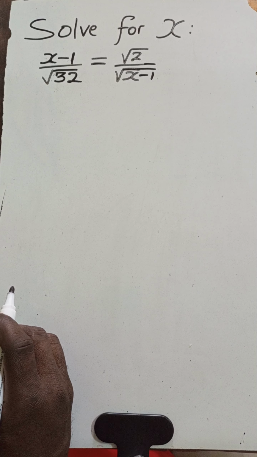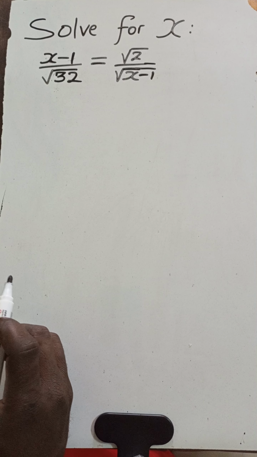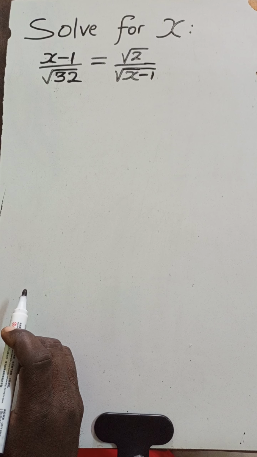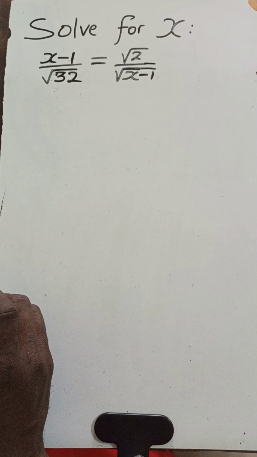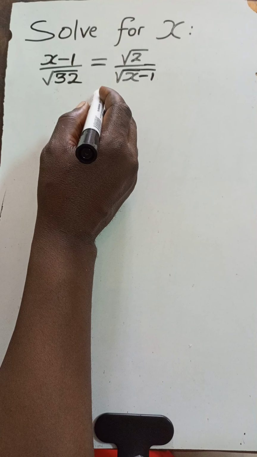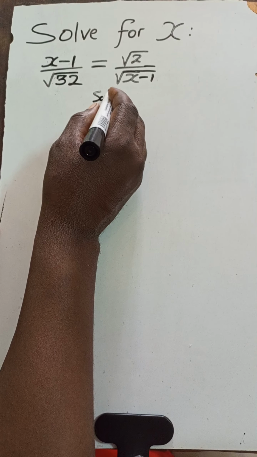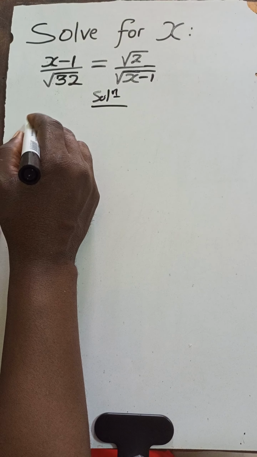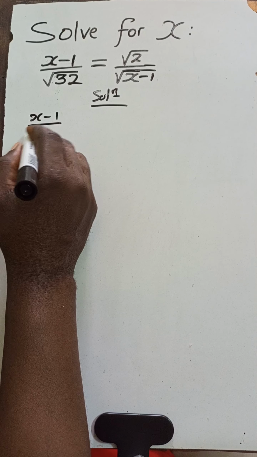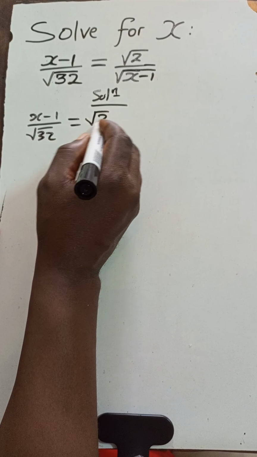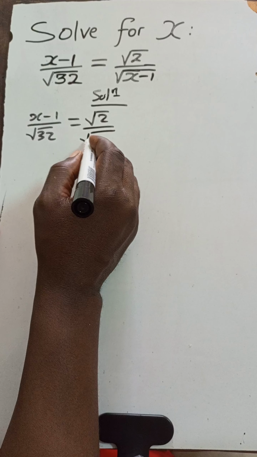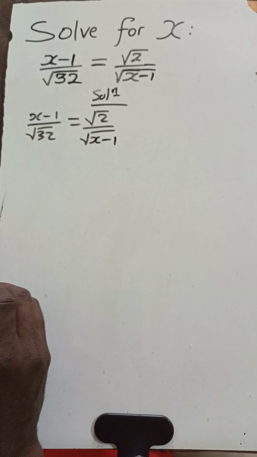Solve for x, the equation (x minus 1) all over root 32 is equal to root 2 all over root (x minus 1). We're asked to solve for x. How do we go about that? x minus 1 all over root 32 is equal to root 2 all over root x minus 1.